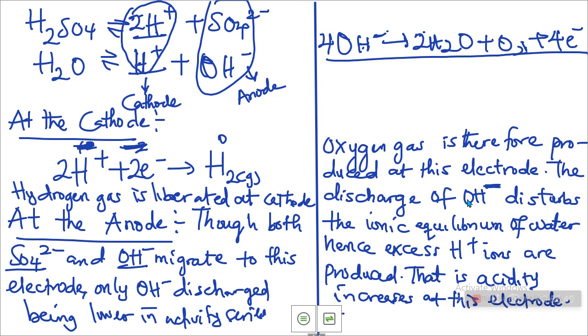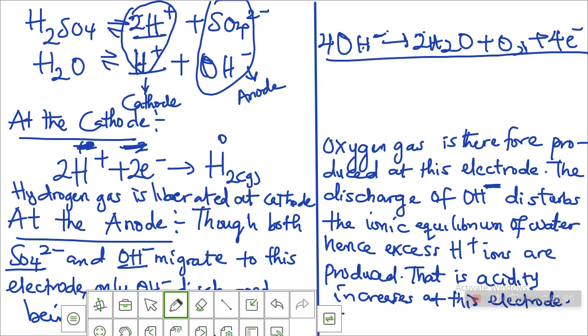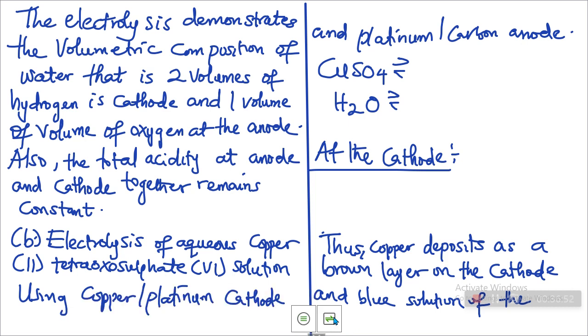So the discharge of OH minus disturbs the ionic equilibrium of water. Hence, excess H plus ions are produced. That is, acidity increases at this electrode. Let's continue.